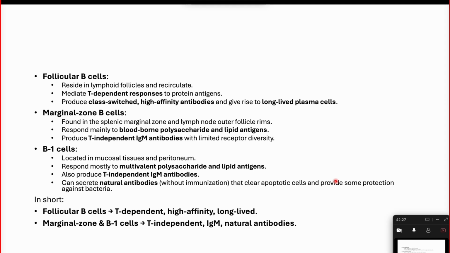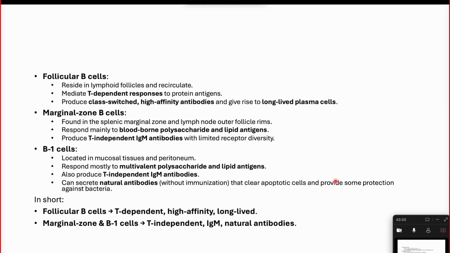respond mainly to blood-borne polysaccharide and lipid antigens, and produce T-independent IgM antibody with limited receptor diversity. B1 cells, located in mucosal tissues and peritoneum, respond mostly to multivalent polysaccharide and lipid antigens, also produce T-independent IgM antibodies, and can secrete natural antibodies without immunization that clear apoptotic cells and provide some protection against bacteria.